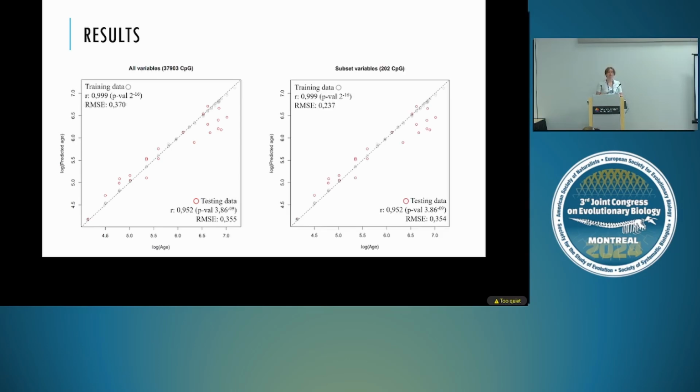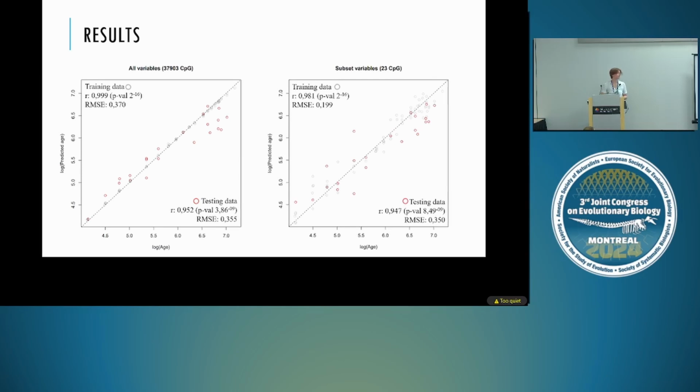Here, it's when I put the importance cutoff at 1. When I put it at 1, I'm losing most of my CpGs, as there are only 202 CpGs that went above that importance cutoff of only 1. We can see, however, that the R and RMSE values are more or less the same or even better in that reduced data, because we removed the noise of the CpGs that were not really correlated to the age.